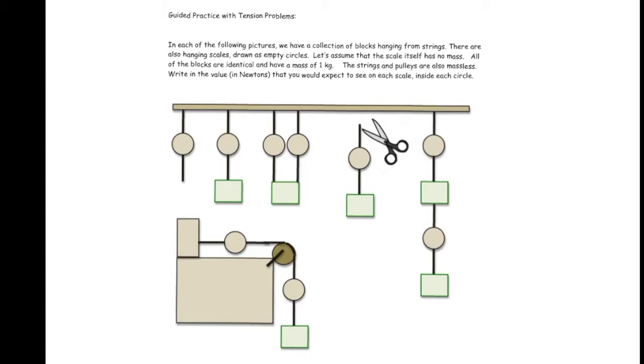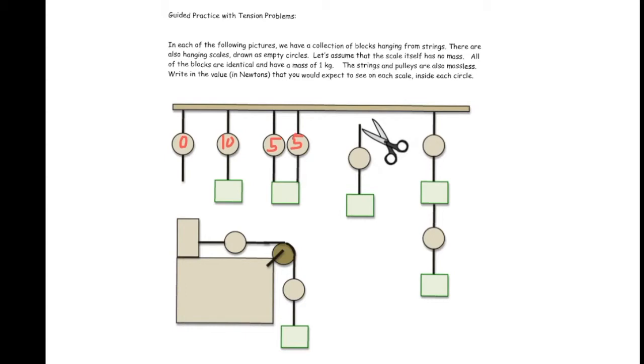So the first scale is hanging all by itself and not supporting a block, so this scale says 0. The second picture has a single scale holding up a single block. A 1 kilogram block would weigh 10 newtons. The third scenario has two scales, each sharing the load of holding up a 1 kilogram block. So each scale would say 5 newtons.